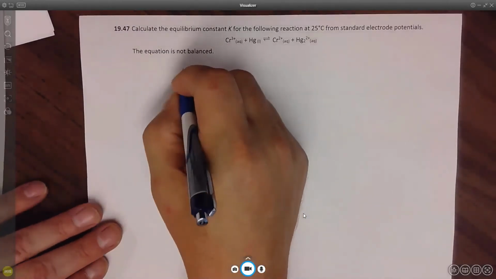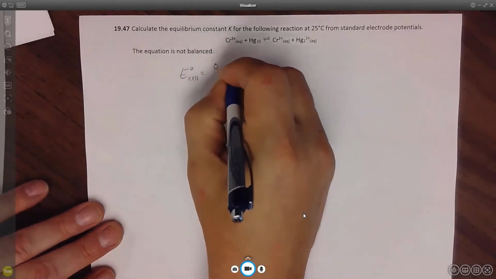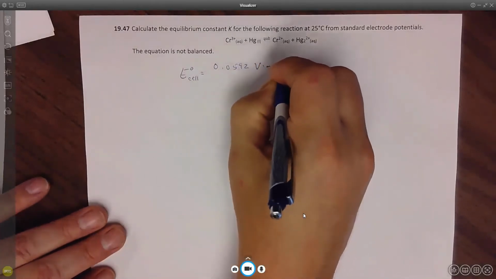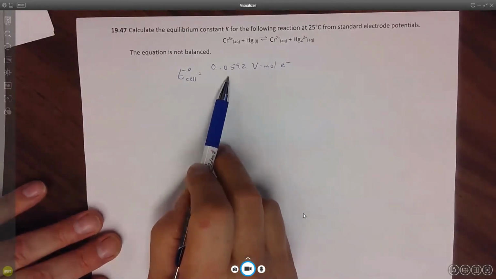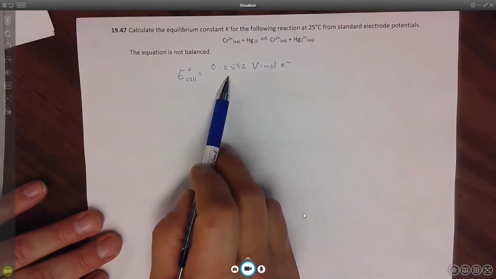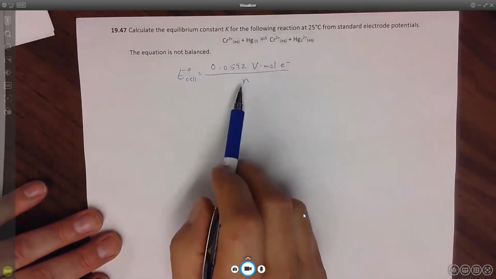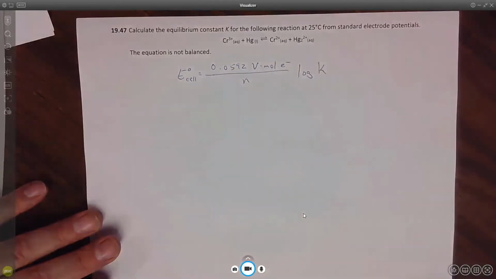So again, the standard cell potential is going to be equal to 0.0592 volt mole of electron. And again, that number comes from the temperature at 25 degrees Celsius, converting the natural log to the log by multiplying it by 2.3, and Faraday's constant of 96,500 coulombs per mole of electrons. So that's where that number comes from, as you recall, divided by N, which is the number of moles of electrons transferred in the electrochemical reaction, times the log of the equilibrium constant.